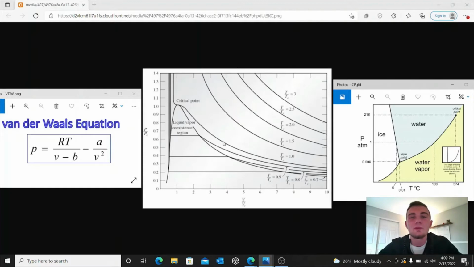Now, what if we wanted to take a look at a sample that is a non-ideal gas? How would we be able to plot this pressure versus volume with constant temperature? Well, there was a famous man named van der Waals, and he basically thought about this a lot apparently, because he came up with a very famous equation known as the van der Waals equation of state.